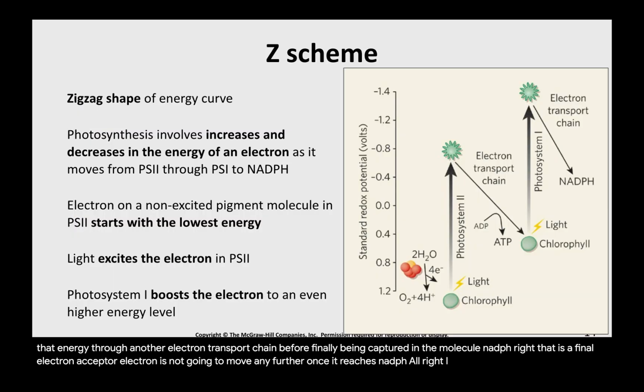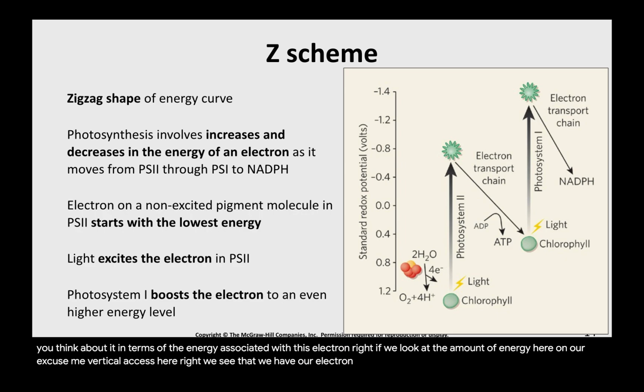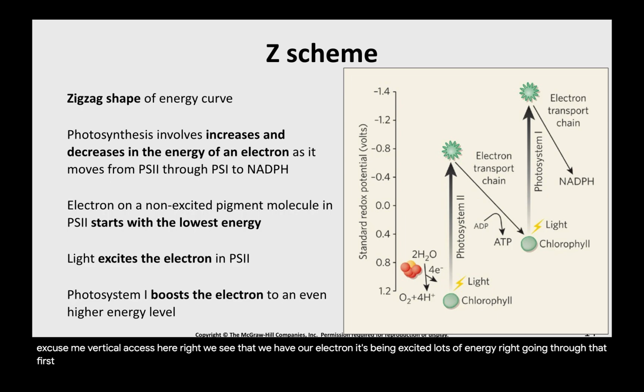All right, I like to think of this as a Z scheme. If you think about it in terms of the energy associated with this electron, if we look at the amount of energy here on our vertical axis, we see that we have our electron. It's being excited, lots of energy, going through that first electron transport chain, losing energy, becoming re-excited in photosystem 1, and then losing a lot of energy before reaching NADPH.